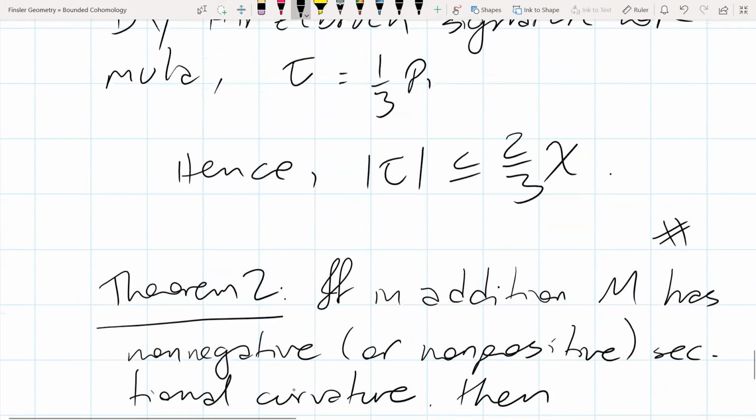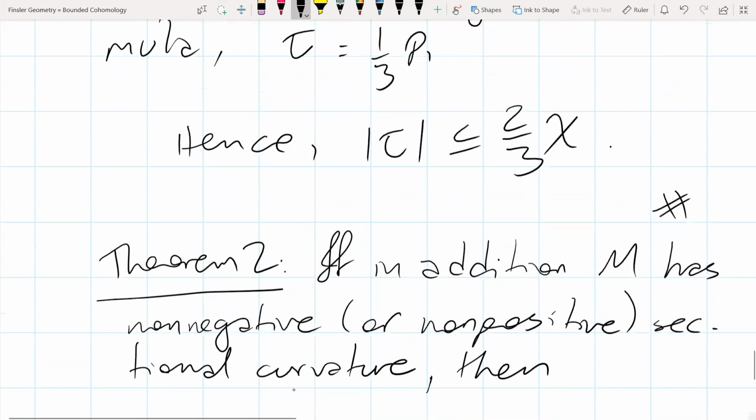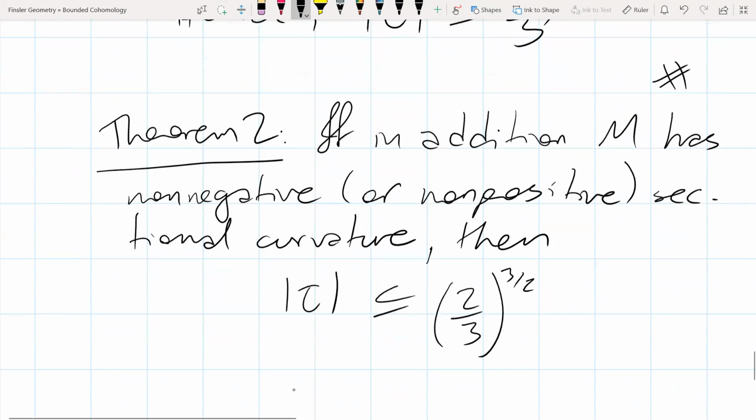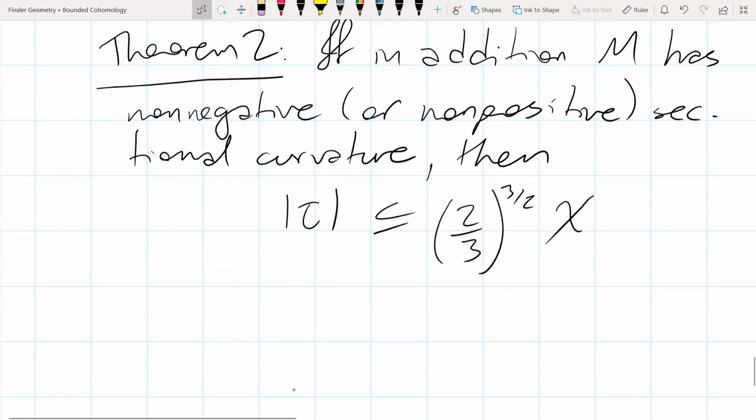Then we can improve the inequality by saying that the absolute value of the signature is less or equal than 2/3 to 3/2 of the Euler's characteristic. And the proof is going to be similar with just a little trick.